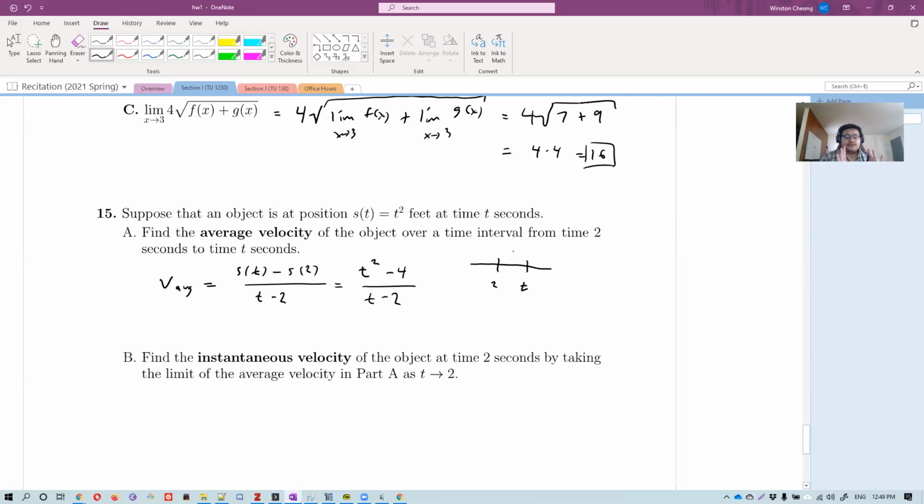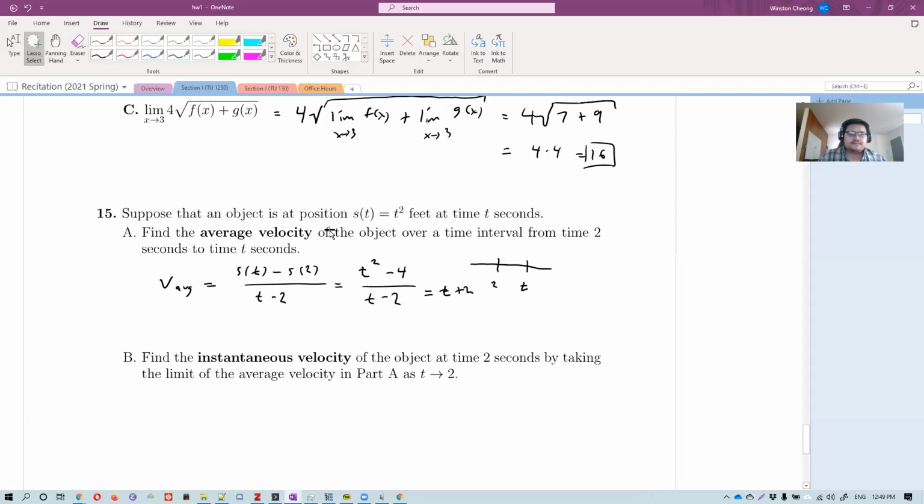And hopefully you can see right away how you simplify this even further. So someone tell me, what does this equal? Or you could just type it in chat. You said something. It was close. t plus 2. Right.